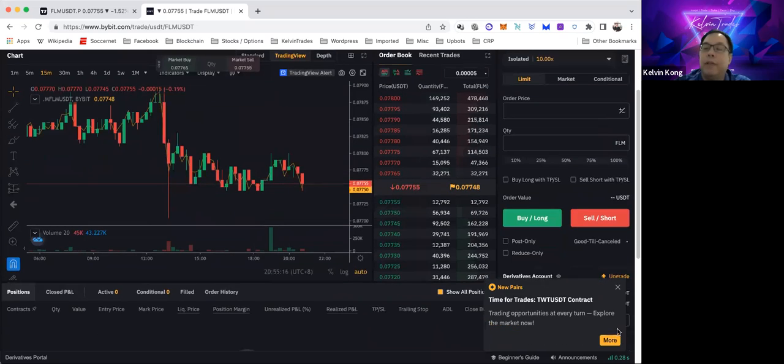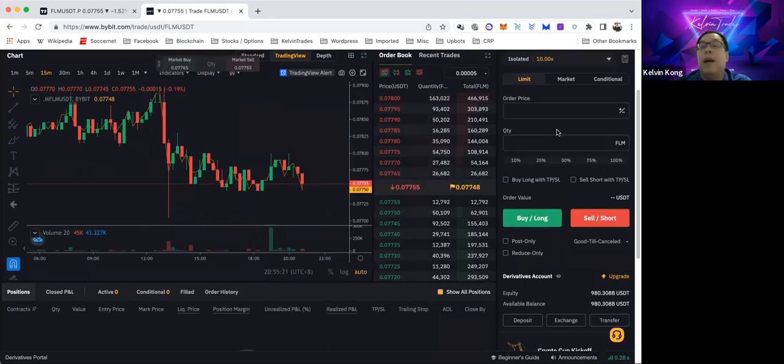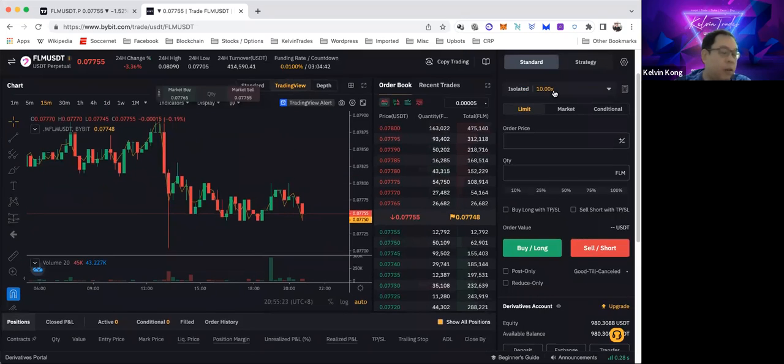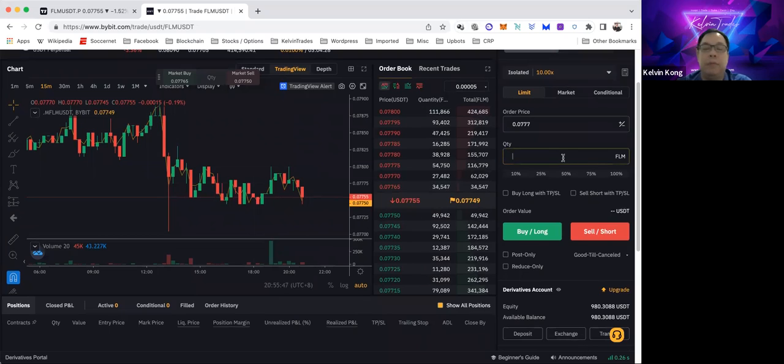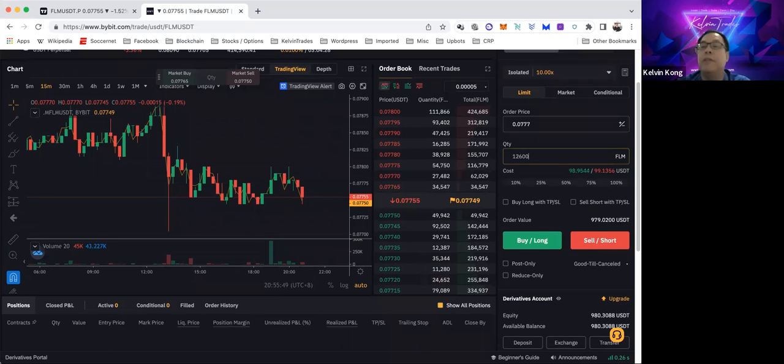Another thing about leverage is the higher the leverage, the closer the liquidation price is to your entry. In other words, the higher your leverage, the easier you get liquidated. So you need to have a balance. So let's go back to this 0.777. This now was 12,600.